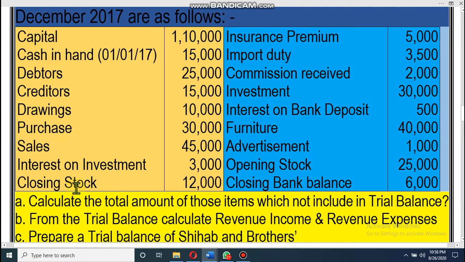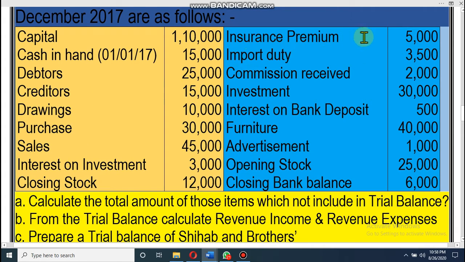Then opening stock. Dear student, opening stock is also included in revenue expense, and we have to subtract closing stock, because if you know the formula of cost of goods sold: opening stock plus purchase minus closing stock, add other direct expenses also. So opening stock is 25,000 and we have to add purchase with that, then we have to subtract closing stock. That is cost of goods sold, that is a revenue expense.